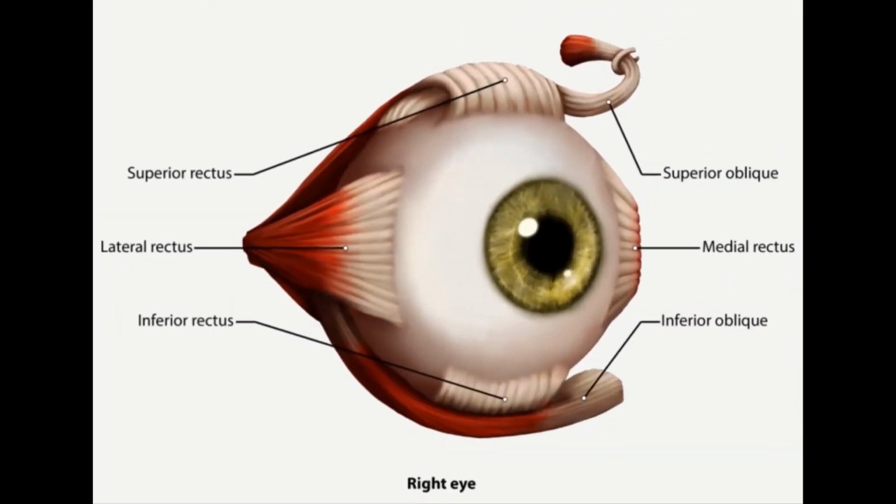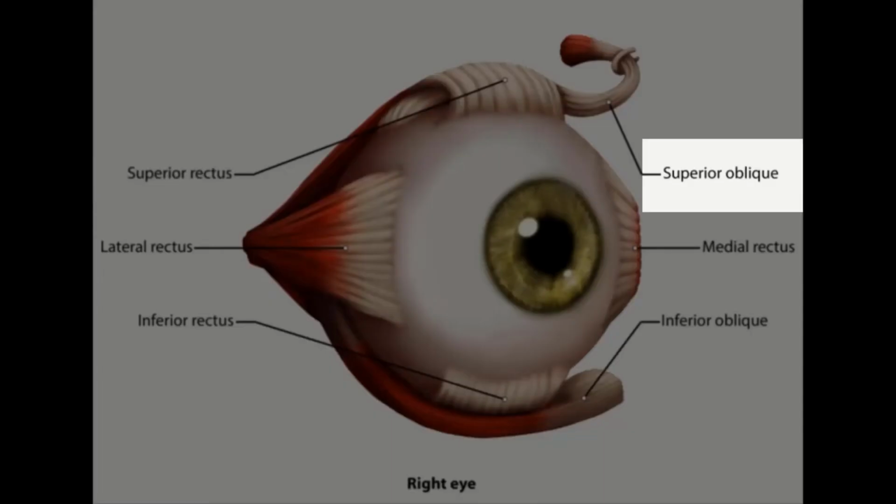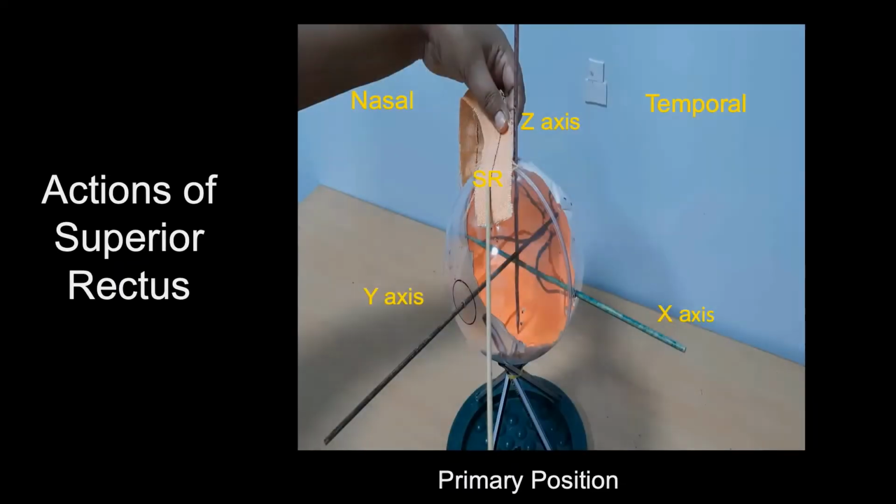Next, we move on to the extraocular muscle actions. We would like to demonstrate the action of two extraocular muscles, superior rectus and superior oblique, using our magic eyeball. The primary action of the superior rectus muscle is elevation, while the secondary and tertiary actions are intorsion and adduction. The same has been depicted in our model.